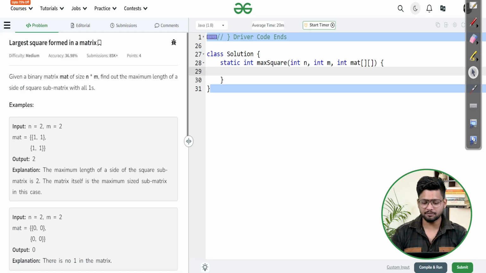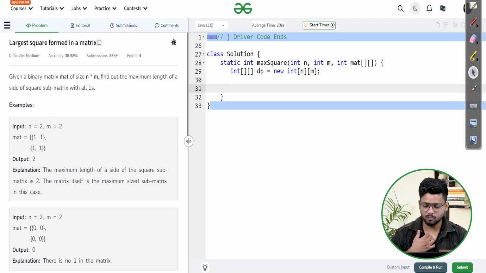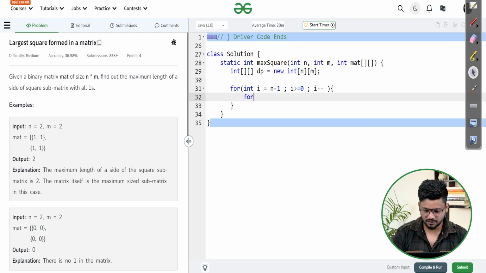Firstly, let's just make an array of this. So I will make a dp matrix equals to new int, and the sizes are given as n and m. So I will put the same sizes like this. Now let's write a loop. int i equals to n minus 1, so I will start it from last and take it towards 0, i minus minus. And for this part, for int j equals to m minus 1, j greater than equals to 0, and we have to put j minus minus.